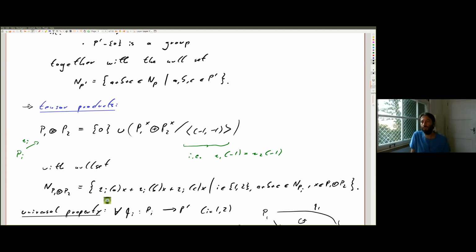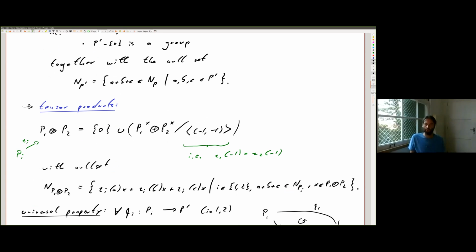Explicitly, the null set of P1 tensor P2 consists of all expressions of the form iota_i(a) times x plus iota_i(b) times x plus iota_i(c) times x, where i is 1 or 2, a plus b plus c is in the null set of P_i, and x is any element of the monoid that I just defined.